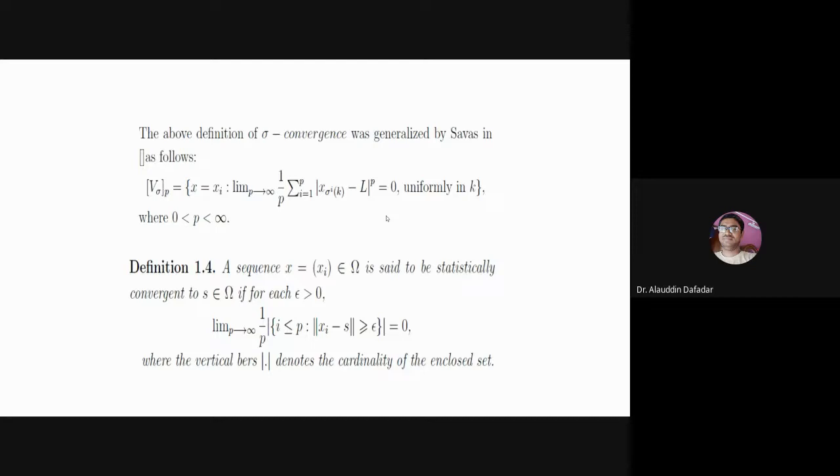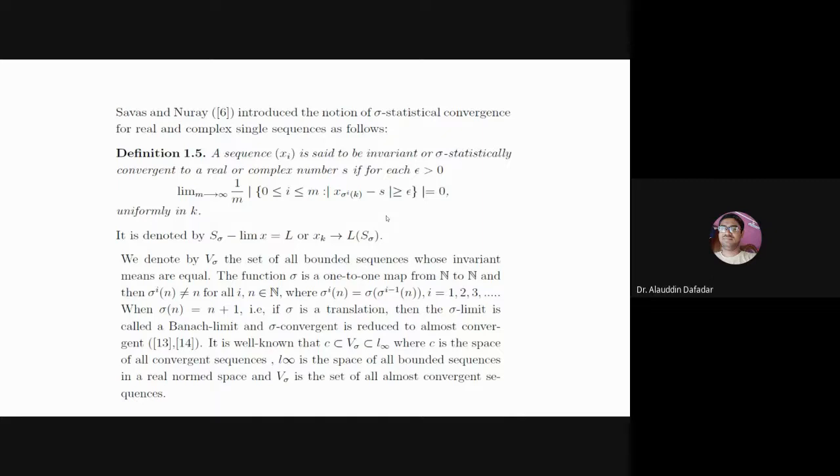A sequence is said to be statistically convergent to L. This is the simple definition: the limit as p tends to infinity of 1/p times the cardinality of the collection of all i ≤ p such that the norm of x_i − s is greater than or equal to epsilon, equal to 0, where the vertical bars denote the cardinality of the set.